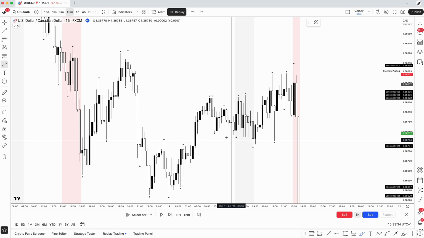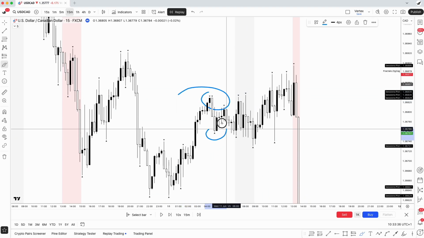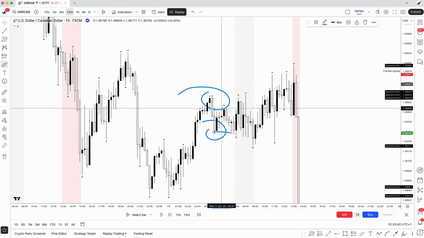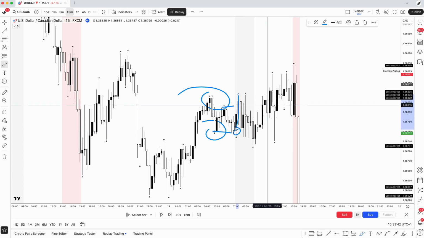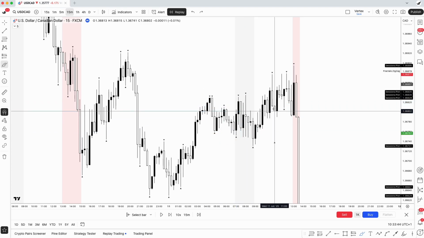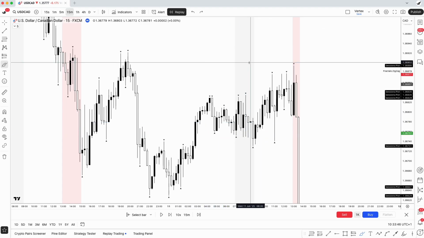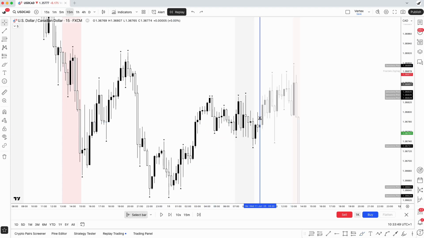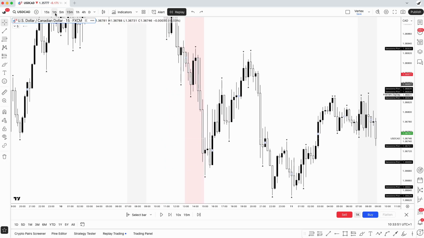Anyway, what we see here is the last thing that happens: we have this range, and then we have this bearish sweep, which we're looking to take that high, which doesn't happen until the session starts. So in live time, we'll be looking for buys. So let's go here.